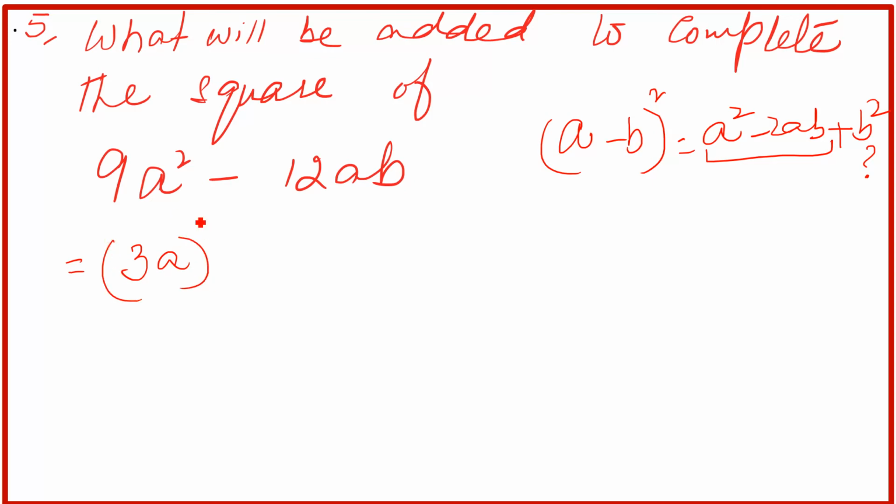The first term is the square of 3a, 9a square. And 2ab, we have 12ab in the middle. What have we taken as a square? 3a divided by 3a, a, right? And then 3 one time, 3 four times. So it is 4b square. The last one should be 4b square.